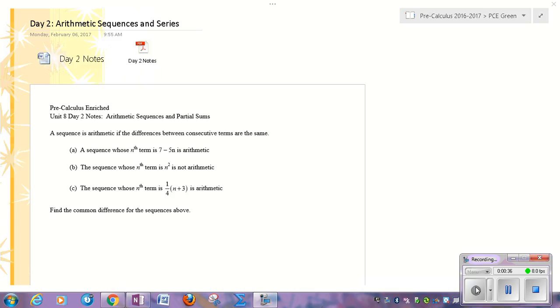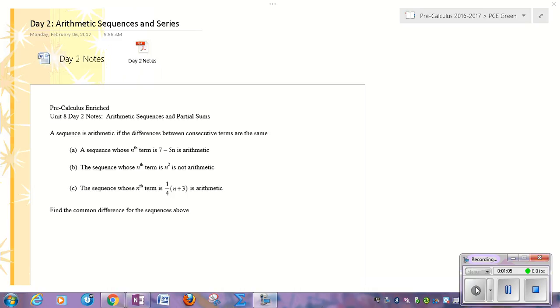A sequence is arithmetic if you have a consistent difference between each term. So for example, 7 minus 5n is arithmetic, but n squared would not give you an arithmetic sequence. 1/4 times the sum of n plus 3 would give you an arithmetic sequence. So if you are adding or subtracting the same number every time from one term to the next, you're going to end up with an arithmetic sequence.